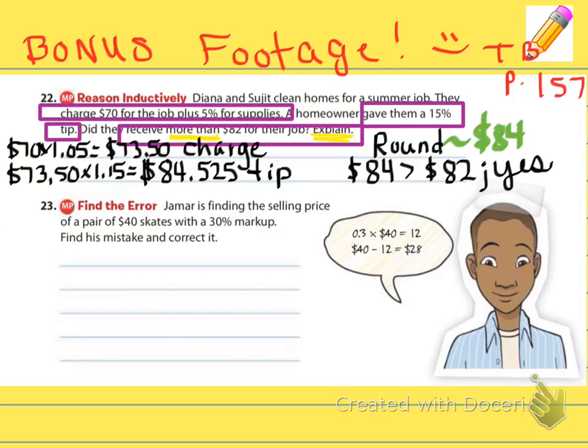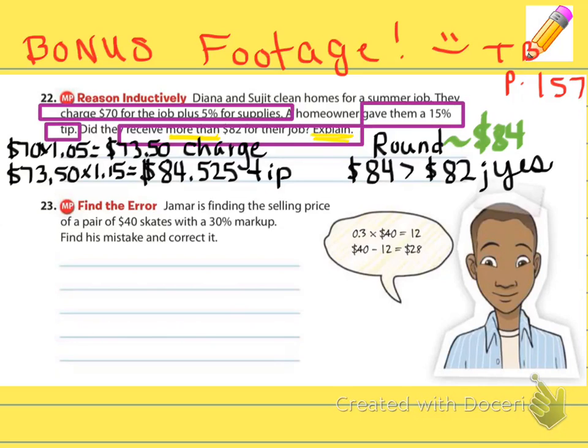All right, so looking at question 22, put a box around some of the important information. Being charged $70 for the job plus 5% for supplies for their cleaning service. The homeowner gave them a 15% tip. Did they receive more than $82 for their job? And then you must explain.